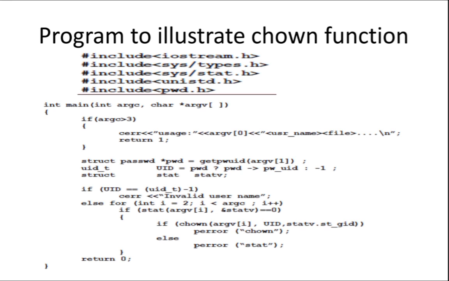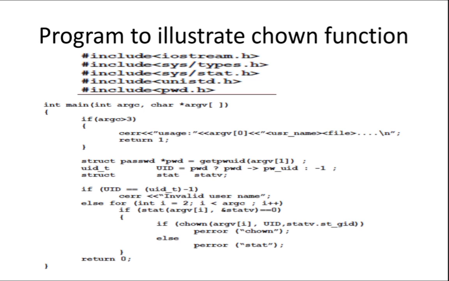So if user ID is user ID underscore minus 1, definitely it is going to print invalid username. You can see there, stat of argv 5. Why do we use the stat function? Mainly to retrieve the attributes. In the argv 5, what is the argv 5? I is equal to 2. What is the argv 2? Argv 2 contains the file, right?